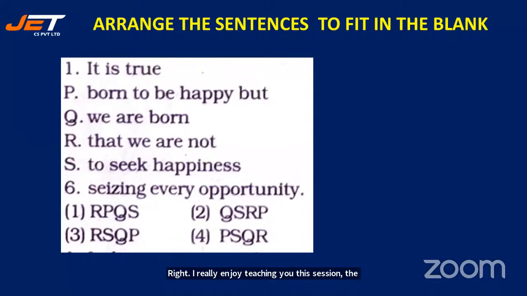It is true, dash, seizing every opportunity. So what could be the arrangement after it is true? Four options are given. PQRS: born to be happy, but we are born that we are not to seek happiness. Yes. Quickly give me the right answer. Your time starts now. All right. I cannot give you more than 50 to 60 seconds, because we may not be able to cover the other questions.